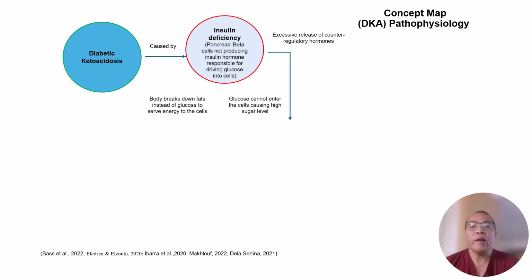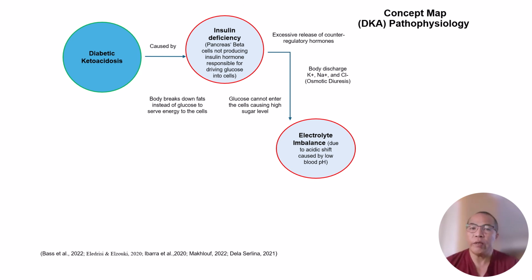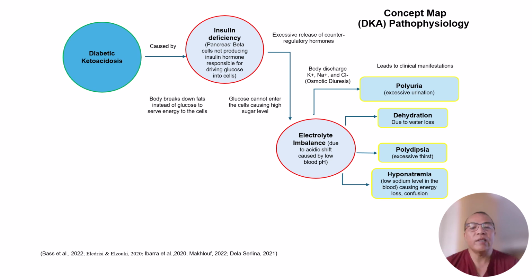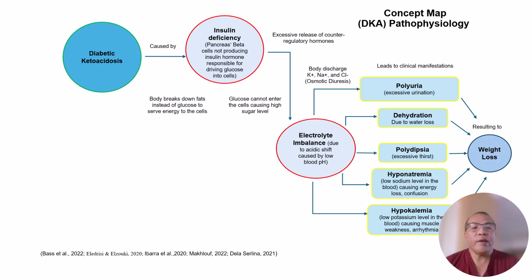And as the blood sugar level exceeds the ability of the kidneys to reabsorb, it overflows into the urine, taking water and electrolytes along with it, known as osmotic diuresis, resulting in electrolyte imbalance. This triggers increased kidney filtration to excrete sugar from the body, resulting in various clinical manifestations. This results in a large volume of urine, dehydration, and excessive thirst, resulting in significant weight loss.